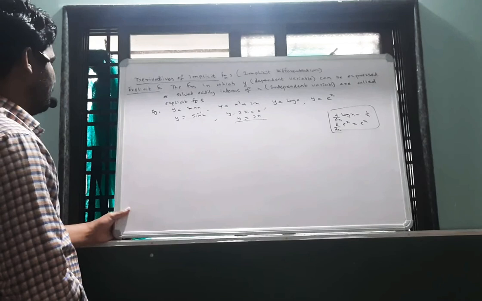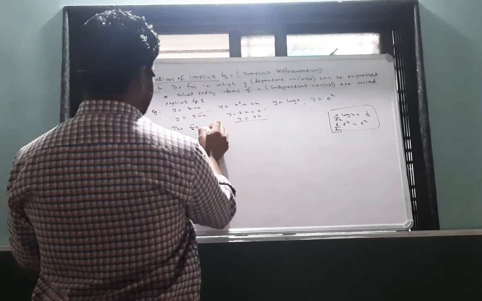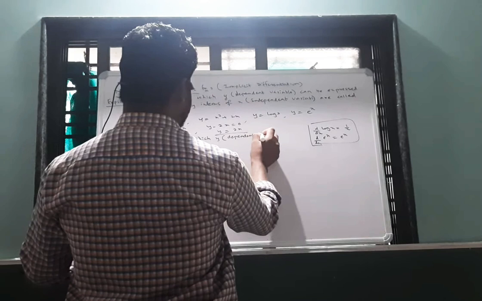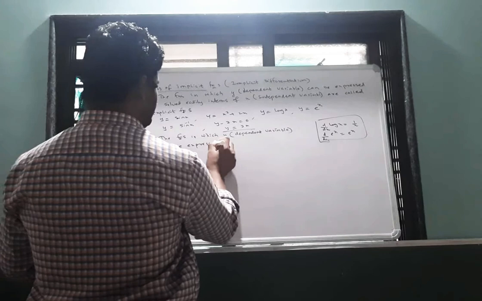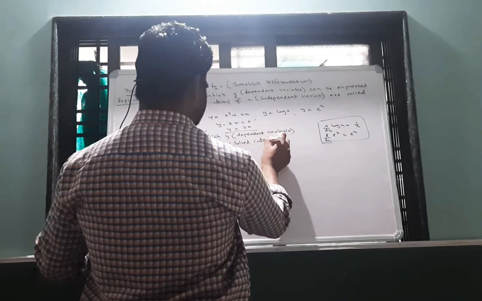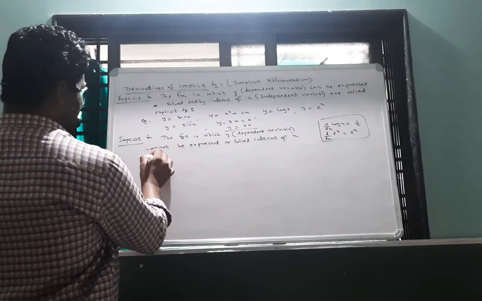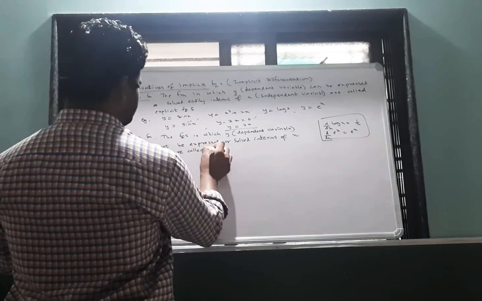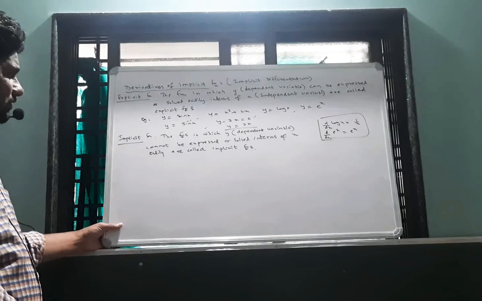What about implicit functions? An implicit function is a function in which y, the dependent variable, cannot be expressed or solved in terms of x easily. The functions in which y cannot be expressed in terms of x easily are called implicit functions.